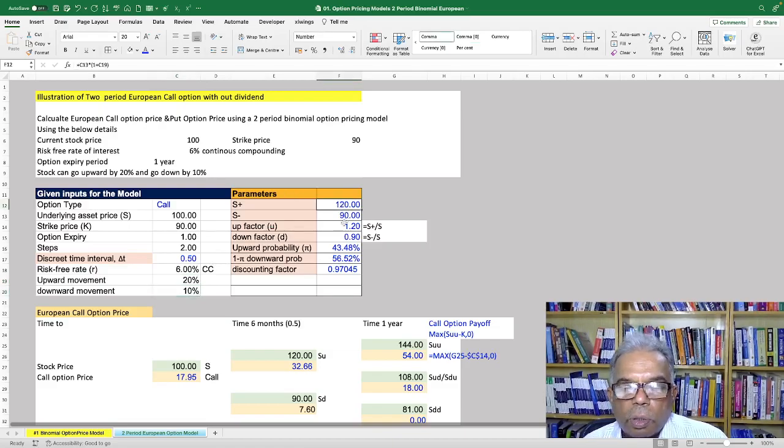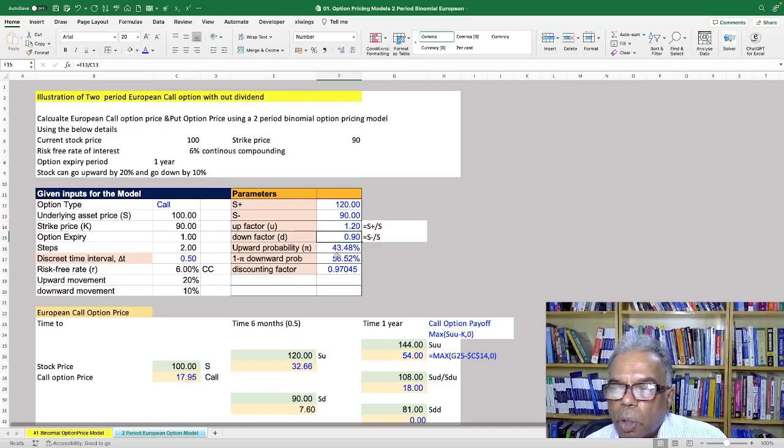So the first step is to calculate the up factor U and the down factor D. The stock can go from 100 to 1 plus 20%, that is 120, or can come down by 1 minus 10%, that is 90. So we can straight away calculate: 1 plus 20% is 1.2, and 1 minus 10% is 0.9.